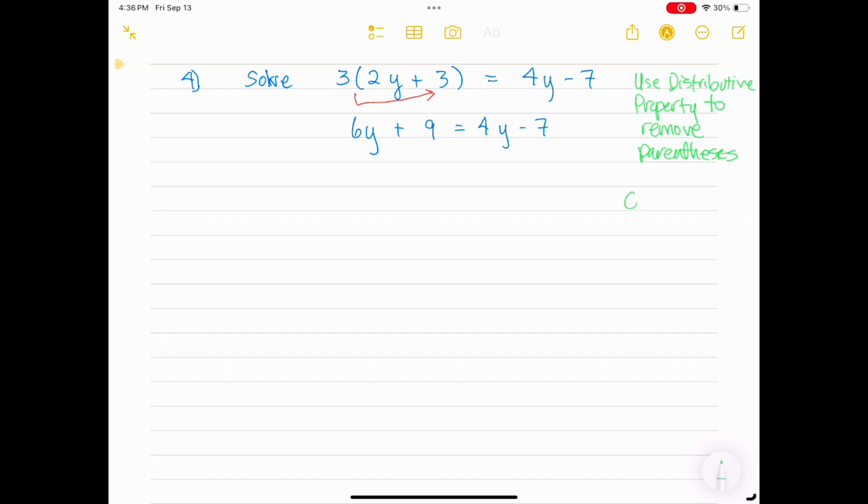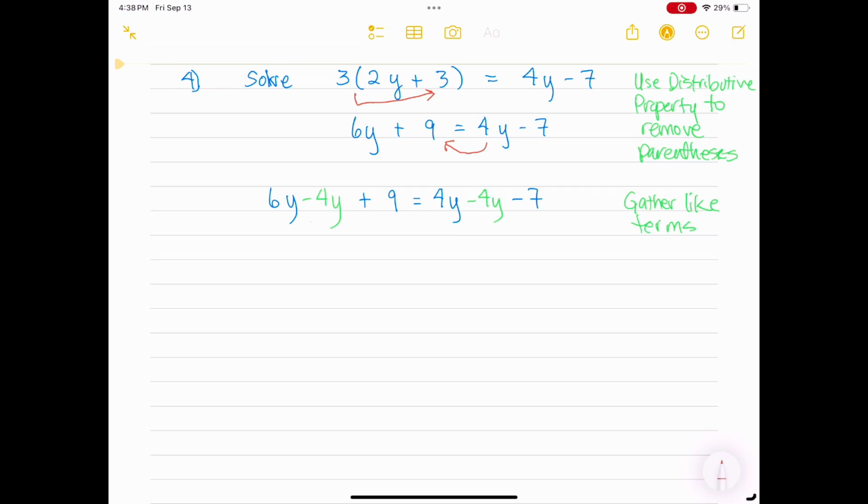We bring down the rest of the equation. Next, we gather like terms. So we bring 4y on the right-hand side over to the left-hand side of the equation by subtracting 4y from both sides of the equation. On the next line, I rewrite the equation, giving plenty of room so that I can show my work. So I have 6y, spread out a bit, and then bring down the plus sign, and 9 equals 4y, spread out a bit, bring down the minus sign, and the 7. Now I have plenty of space to write down minus 4y on both sides of the equation.